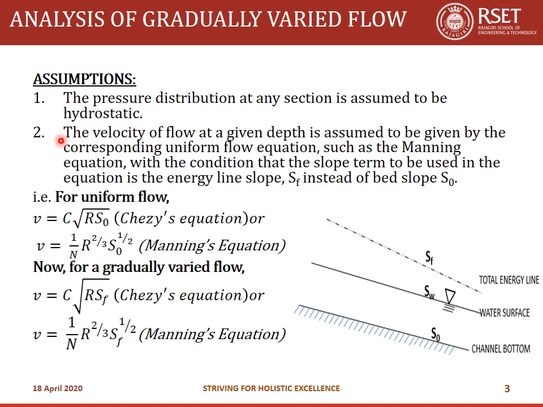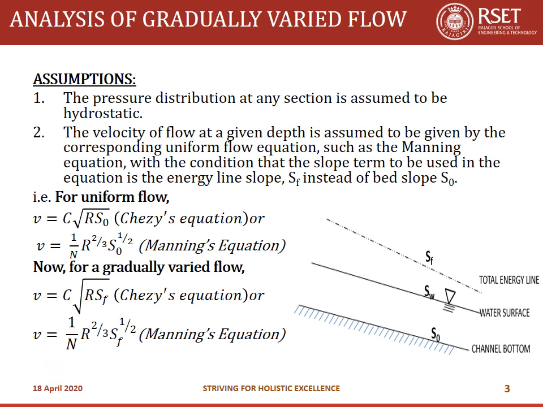So that is what is written in the second assumption. The velocity of flow at a given depth is assumed to be given by the corresponding uniform flow equation, like Manning's equation or Chezy's equation, with the condition that the slope term to be used in the equation is the energy line slope SF instead of bed slope S0. So if you're analyzing gradually varied flow, you can use the same equations as uniform flow, but instead of using channel bottom slope, you will have to use slope of the energy line.